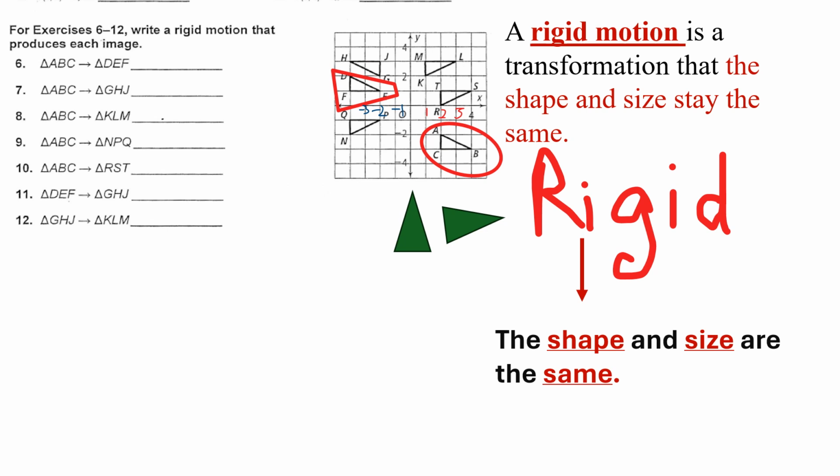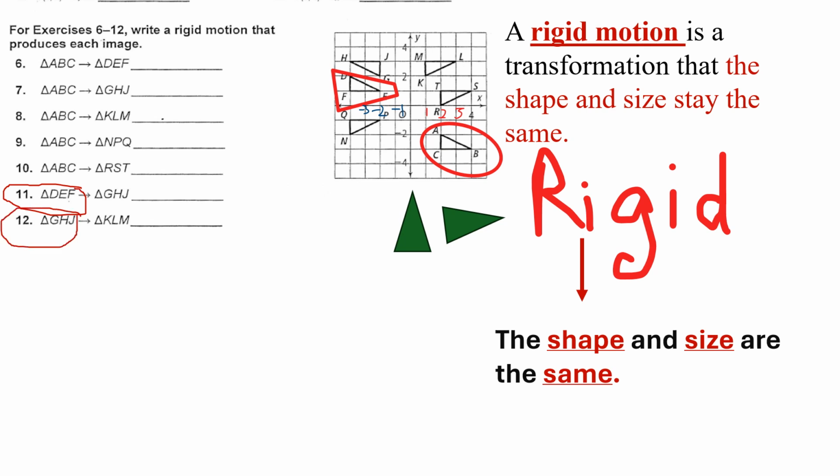Okay, so this is an eighth grade book here that we use in South Florida. But anyway, let's go over what this problem says, because it says for exercises 6 through 12, write a rigid motion that produces each image. They take all the different triangles, except for DEF, just one time where you're going to transform it, and then the rest are GHJ.